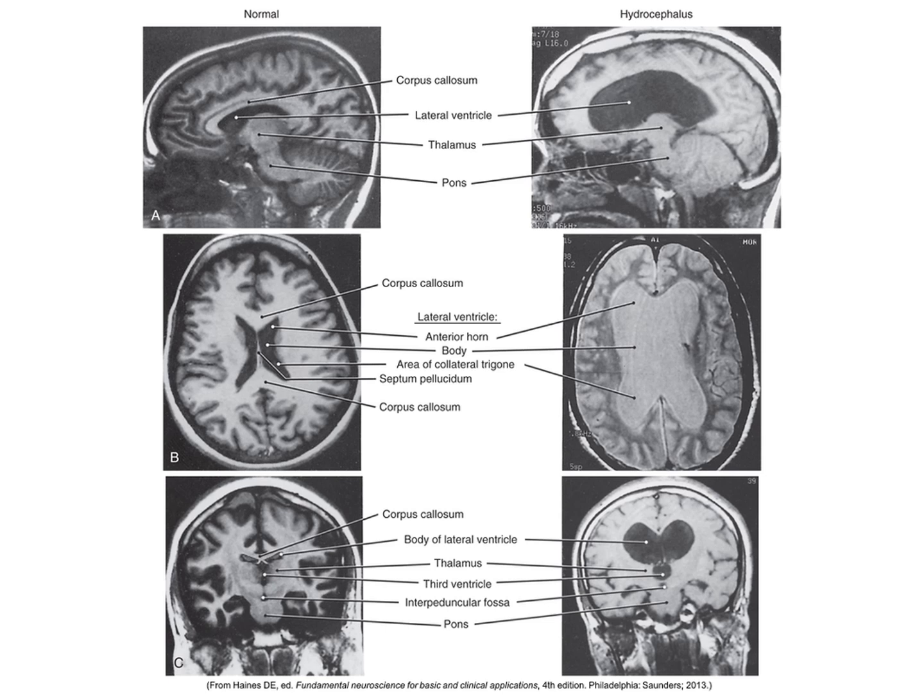On the right side of the image, the brain of a patient with hydrocephalus shows severe enlargement of the lateral ventricles. This excessive fluid accumulation compresses surrounding structures, including the thalamus and corpus callosum. The third ventricle and interpeduncular fossa are also affected, indicating significant pressure buildup in the cranial vault.